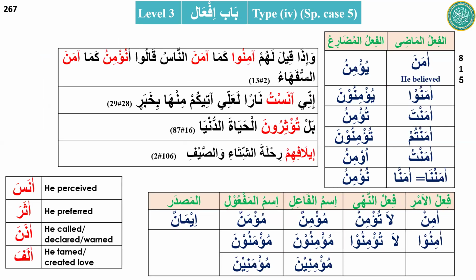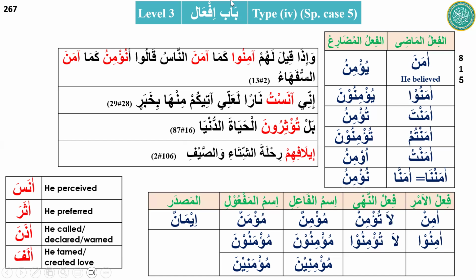And that is also very important and mostly used. If you look at the number, 1815 times it has been used. A very important verb. It is a special case of amana yu'minu iman. This is a representative word, but amana itself is used a lot in the Quran. So, amana yu'minu iman. And anasa yu'nisu i'nas, athara yu'thiru ithar, adhana yu'zinu idhan, and alafa yu'lifu ilaf. There is hamza. That's why amana yu'minu, not yuminu. There is hamza. Amana means he believed. Very important.